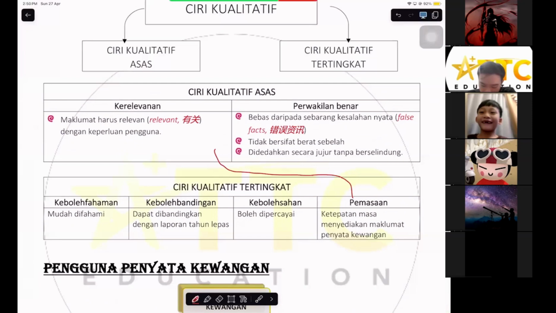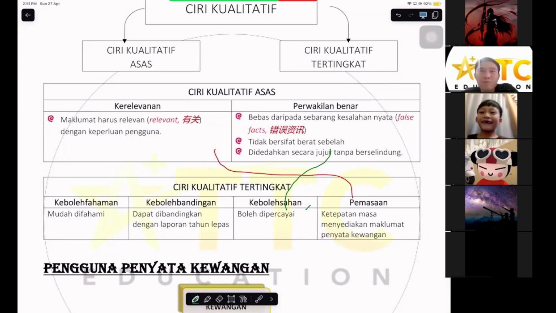Perwakilan benar is very similar with kebolesahan. Meaning, the amount that you represent in the report, if you say $10,000, means $10,000. There's no bluffing, no hanky-panky behind it. If you say 10,000, then it is really 10,000, and can be trusted. Kebolesahan. Can be verified. If an auditor goes and double checks it, it is really 10,000.